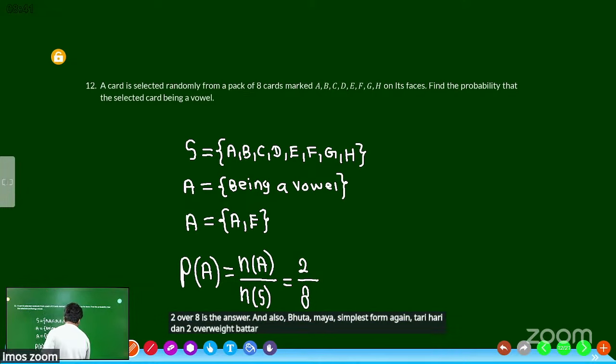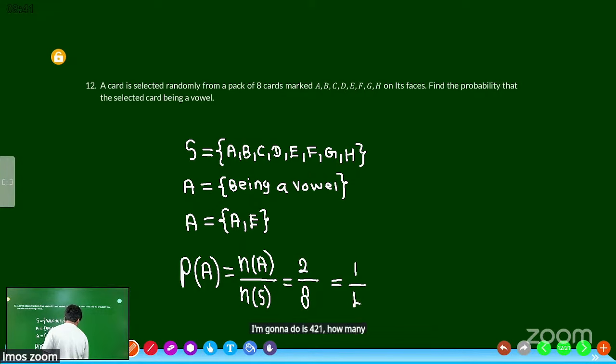So I can write this as 1 over 4. How many 2s in 2? 1. How many 2s in 8? 4. I can also write it as 1 over 4. So it doesn't matter whether you put the answer as 2 over 8. Both answers are correct.